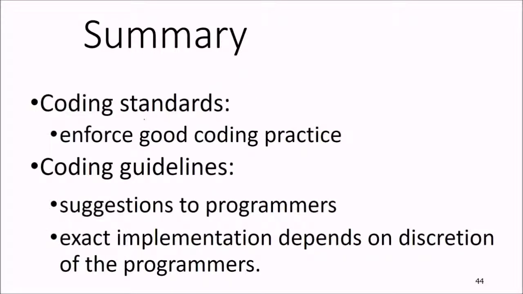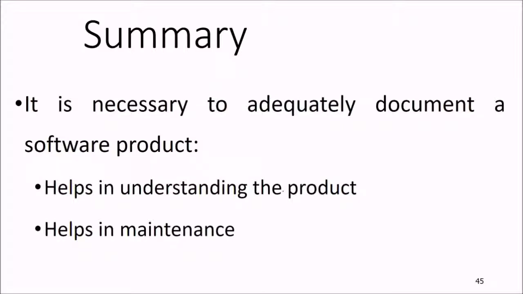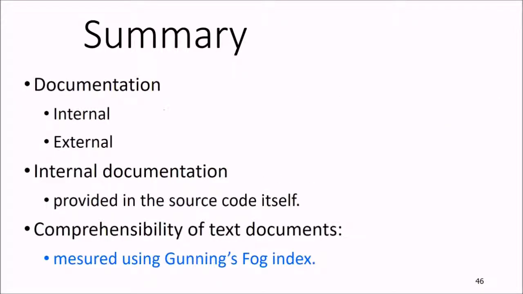And then what we have seen is coding standards. We are trying to enforce good coding practice. And what about coding guidelines? These are suggestions to the programmer for implementation, but they should do it within the constraints of the coding guidelines. Then we have talked about the documentation part. If a good document is there, it helps in understanding the product, and consequently good maintenance. Documentation can be internal and external. Internal documentation is provided in the source code itself, while the comprehensibility of a text document you can measure using the Gunning-Fog index.